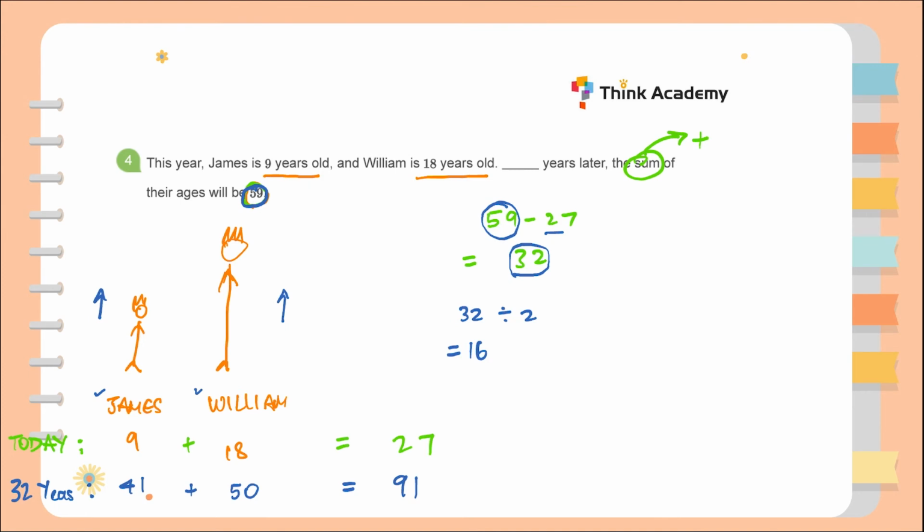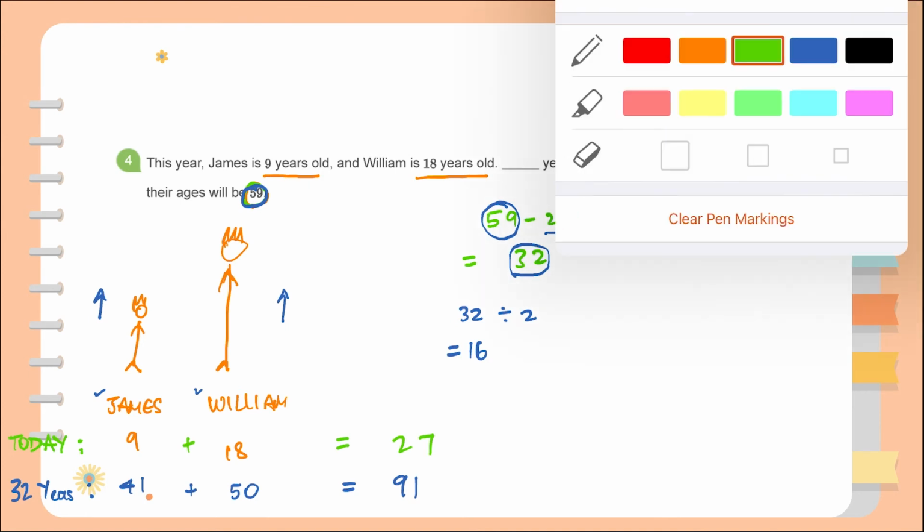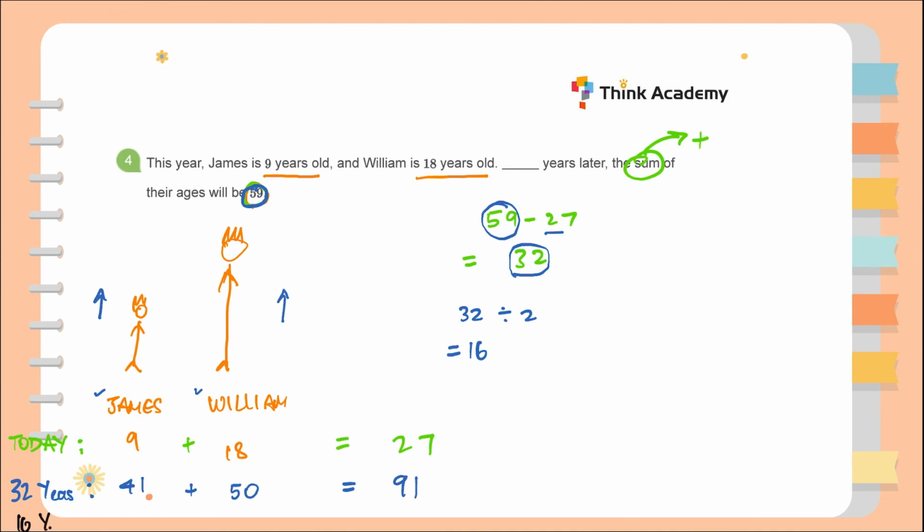Now let's check 16 years later. Maybe we're wrong, maybe we're correct, right? We have 16 years. 9 plus 16, today he's 9 years old, so later 25. 18 plus 16, 18 plus 6, 24, 34. Let's check. 25 plus 34, voila, we get 59, which is what we want the sum to be.